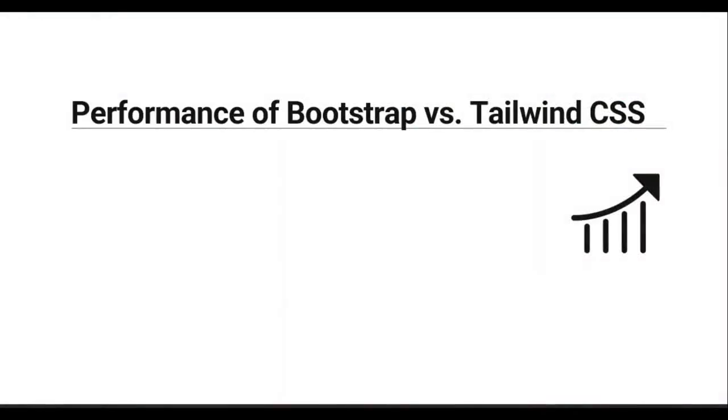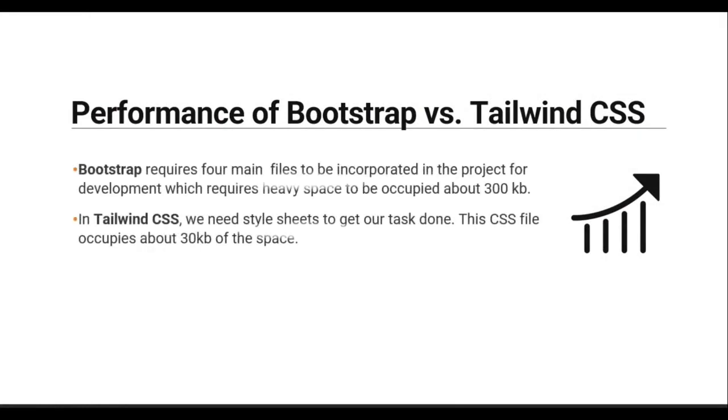So now let's discuss three important features in regard to Bootstrap versus Tailwind. First is performance. If we talk about the space that will be occupied by a Bootstrap file or a Tailwind file, then you can understand this concept. While having Bootstrap in our code, we have to incorporate 4 main extra files, and that requires very heavy space, about 300 KBs. But in Tailwind, we just need the style sheet to get our task done, and it occupies about 30 KBs of space. You can see it is a big difference.